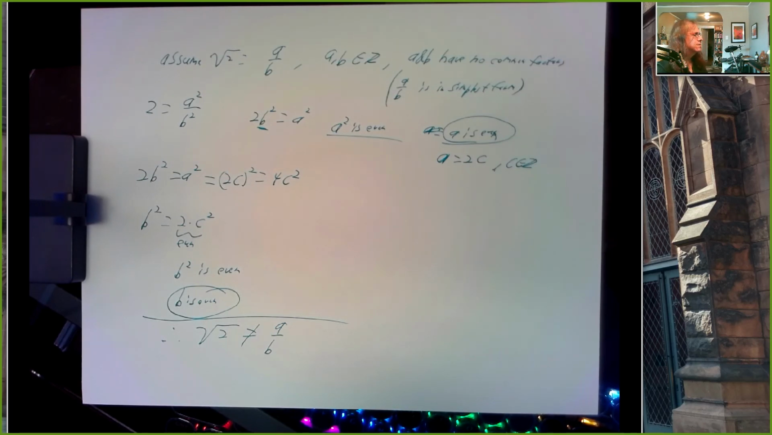What is the last thing that says b is even? Oh, b squared is even. Yeah, b squared is even, therefore b is even.